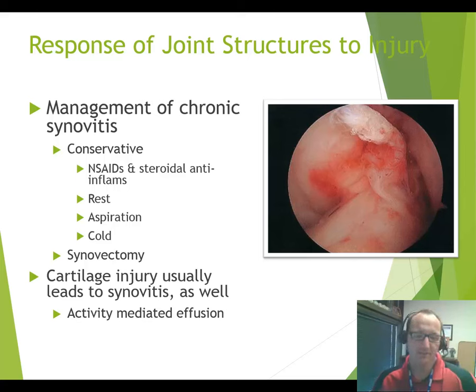Cartilaginous injury usually leads to synovitis as well. This is where we get activity-mediated effusion, where you get an athlete, usually it's going to be like a recreational athlete, and they go for a jog and their knee swells up. Okay, well, that cartilage insult leads to that inflammatory cascade that we've already discussed, and then they end up with swelling inside the joint.